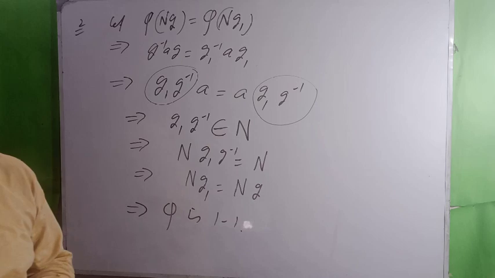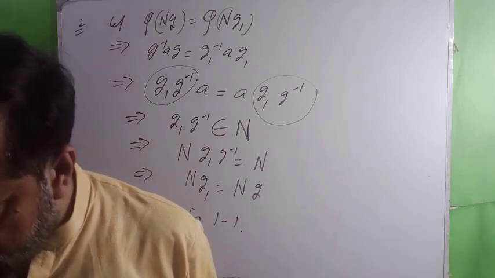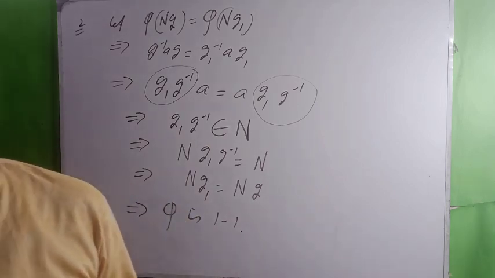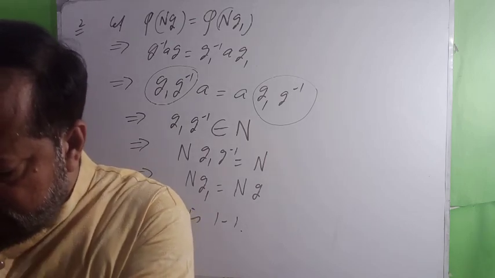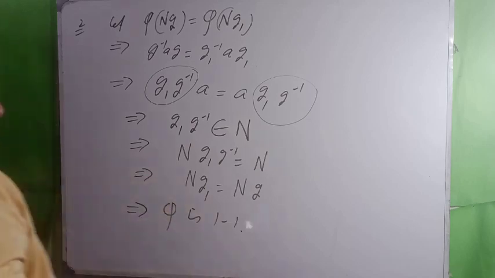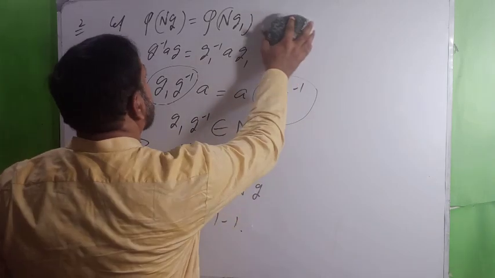Also phi is onto. You can find some elements in the right coset which can have the image on the second side.